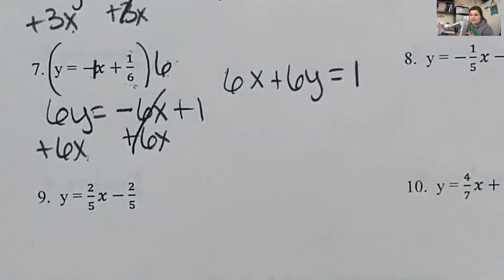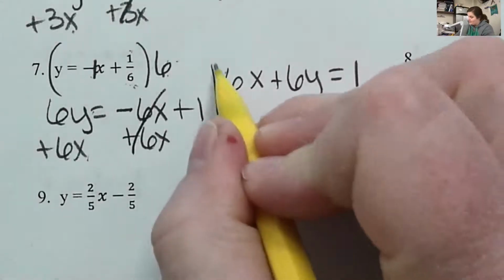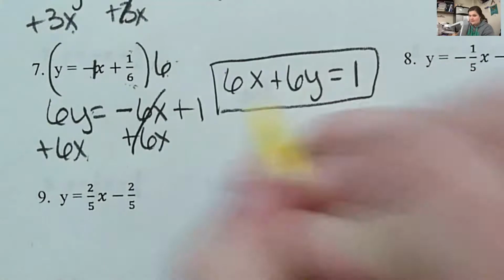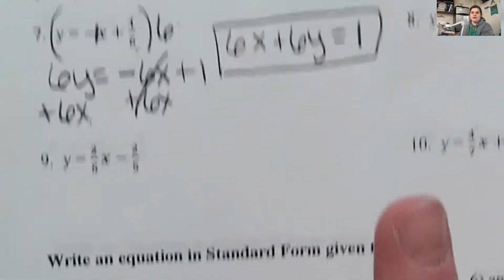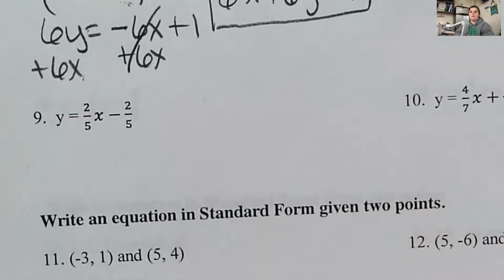Check. Are all your x's and y's on one side? Yes. Are there any fractions? No. So that's good. Is there a positive in front of the x? Sure is. So this one is done. I want you to try number 9 on your own right now, and then I will continue in a minute. So try number 9 on your own.